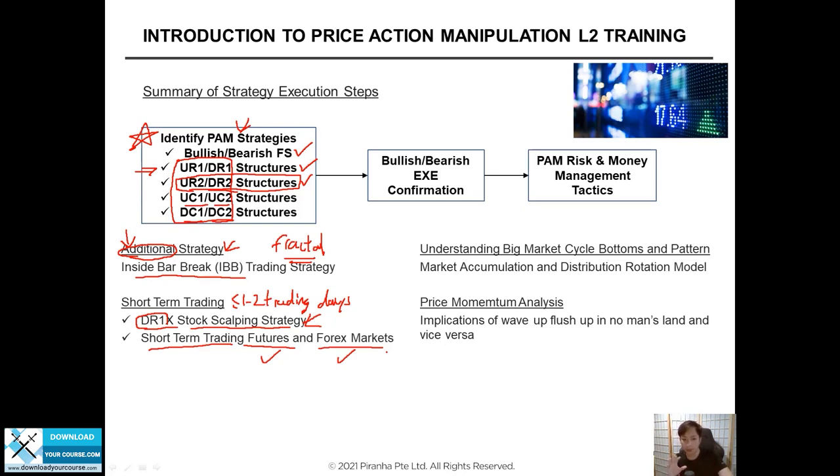So I have different techniques on how to do risk management. You can take a look into this lesson as well, for those of you who are keen.